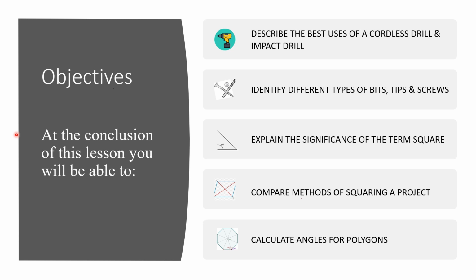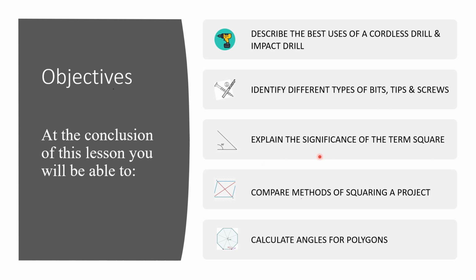All right, let's go over our objectives. At the conclusion of this lesson, you should be able to describe the best uses of a cordless drill and impact drill. We'll cover a few tips with these tools. Next, identify different types of bits, tips, and screws. We'll go over a few things related to these.